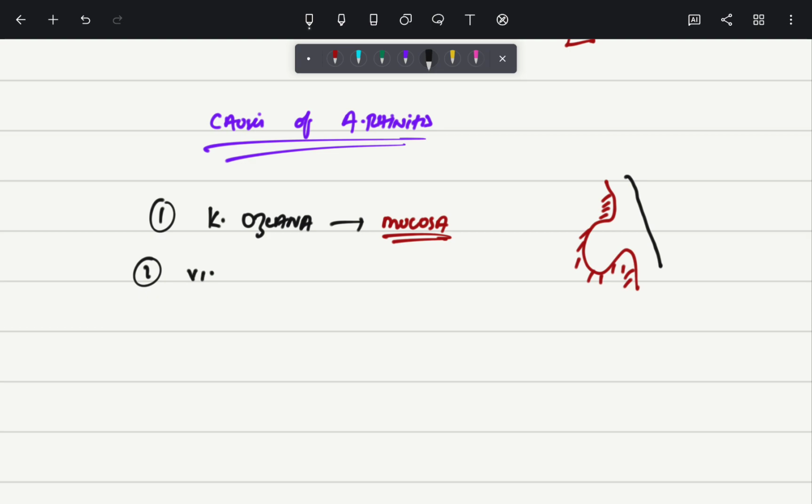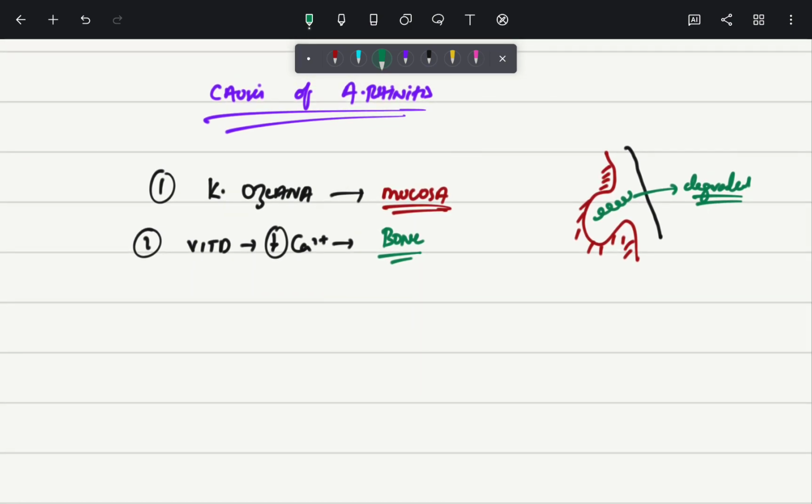vitamin D deficiency. Now vitamin D deficiency can lead to hypocalcemia. Calcium is needed for bone development, right? So eventually the bony part present in the turbinate will get degraded. So hypocalcemia can affect the bone of the turbinate, and this will also lead to atrophic rhinitis.